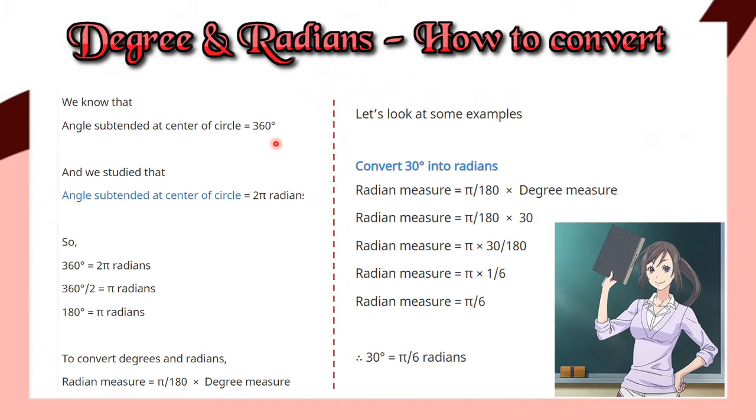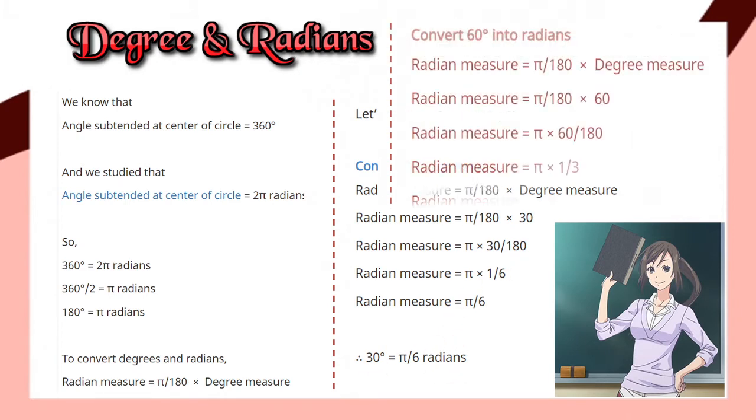So we can make out this relationship: 360 degrees is equal to 2 pi radians, and 180 degrees is equal to pi radian. If we want to do this conversion from degree to radian, how would we do it? Radian measure is equal to pi upon 180 into degree measure. For example, if I want to convert 30 degrees into radian, pi upon 180 into degree, meaning 30. After simplification, I'll get 30 degrees equal to pi by 6 radian.